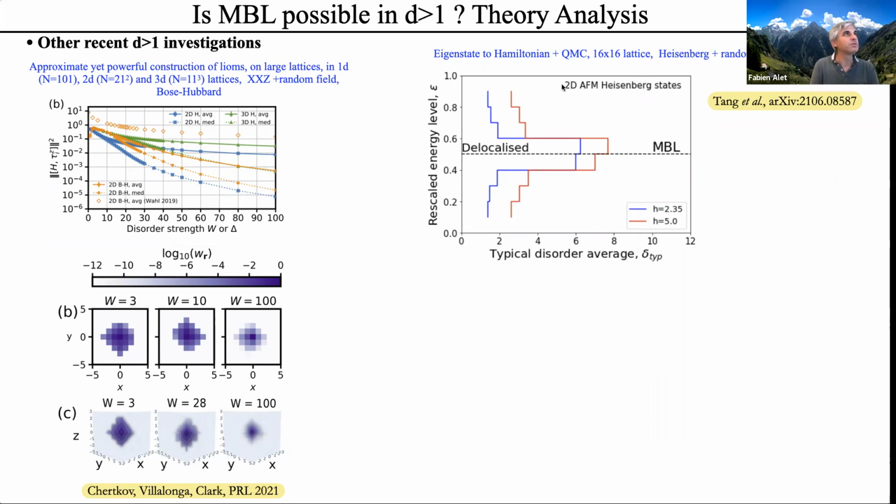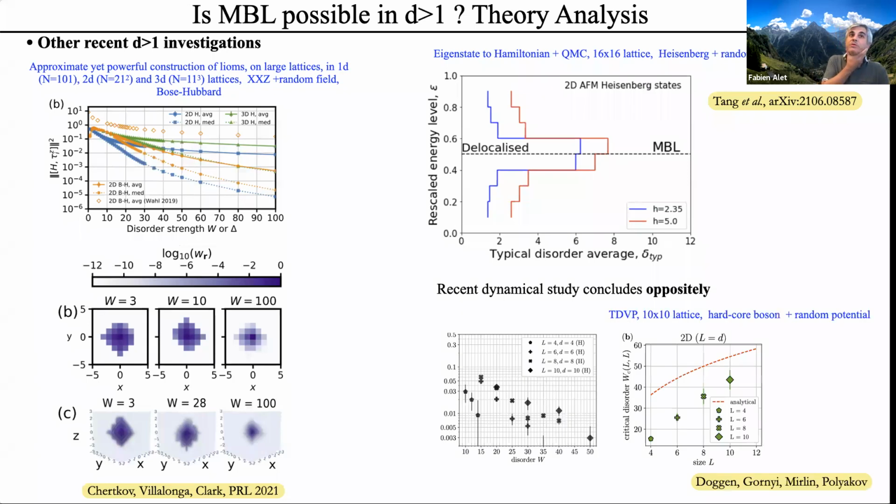There's also this QMC work more recently, which also finds the MBL in 2D Heisenberg plus random field. So some numerics seem to find some traces of MBL, even though it's very hard, as we will see soon, to do exact numerics. In 2D, there seems to be some indication.